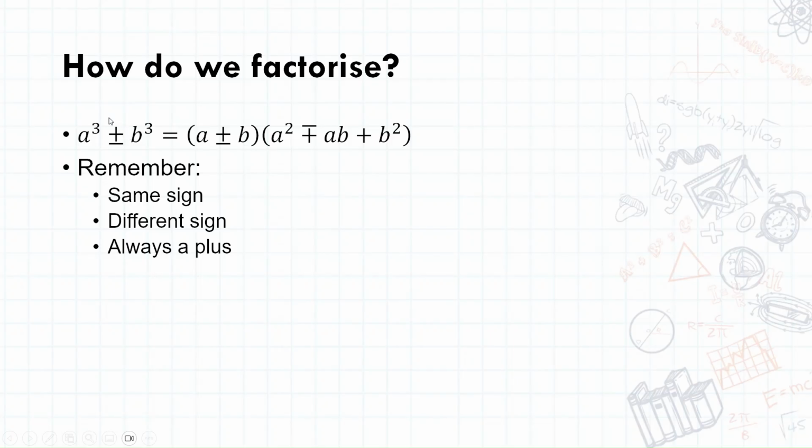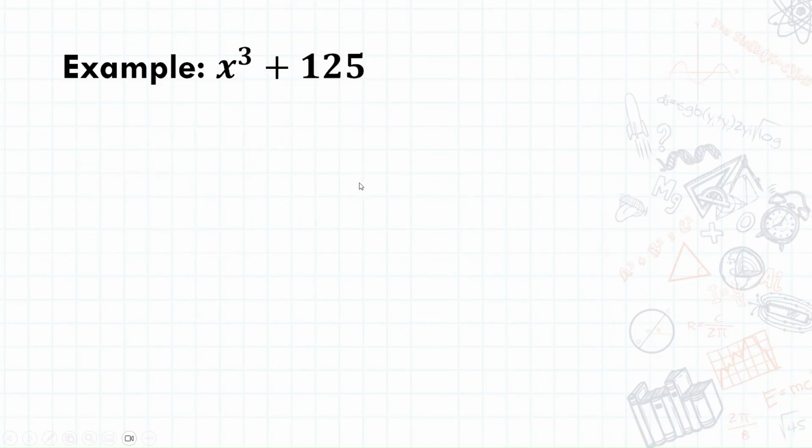So if, for example, it's a plus here, it's going to be a plus here, and different sign will be a minus. If it was a minus, the first bracket is going to have a minus, but the second bracket will then have a plus, and then there's always a plus at the back. So let's do some examples.